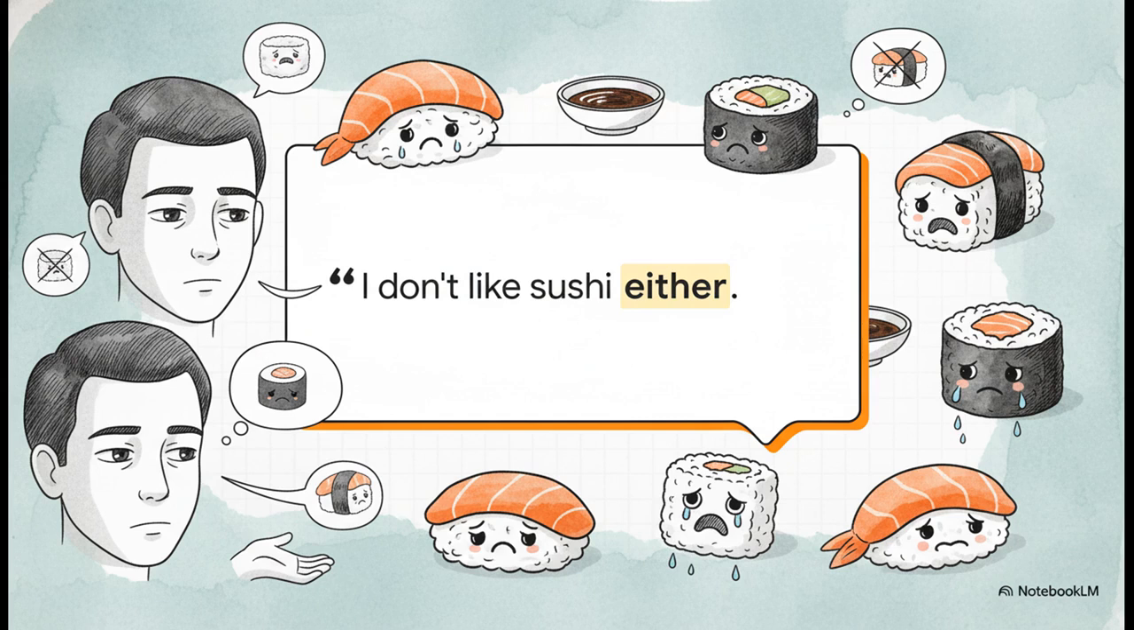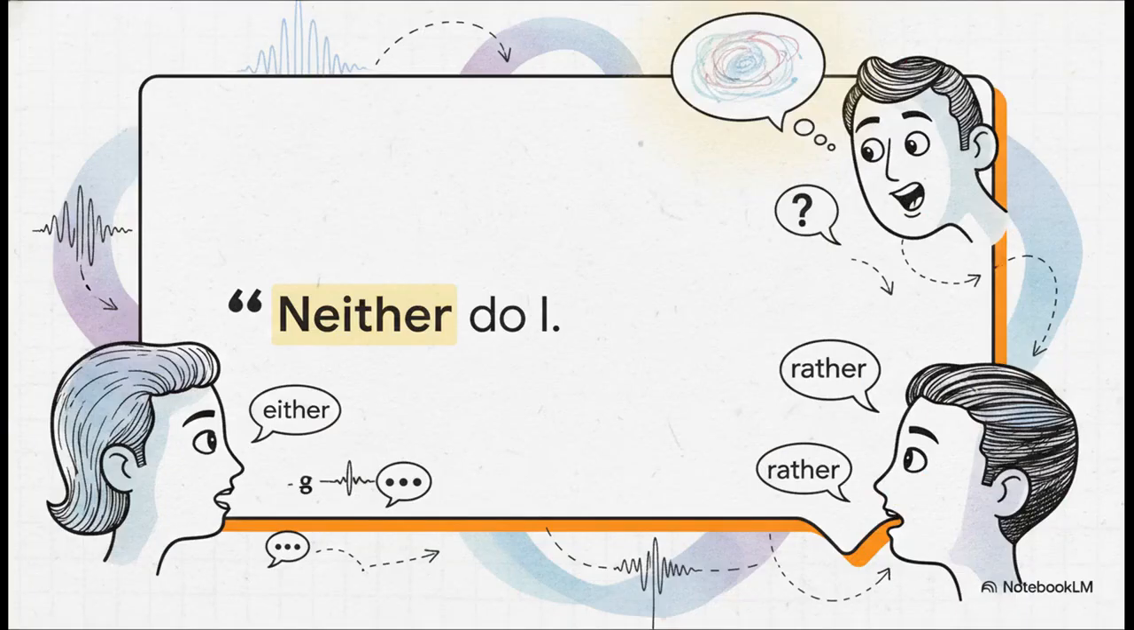Then your friend says, I don't really like sushi. And boom, it's a negative statement. So you know exactly what to do. You agree by saying, I don't like sushi either. Our first rule right there in the wild. Just then, another friend walks up and overhears you, and they chime in with that cool, upgraded shortcut we learned. Neither do I. See how it just fits right in?